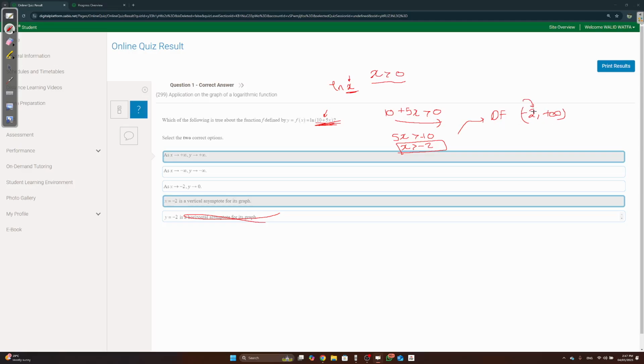So what does that mean? My vertical asymptote is -2. Also, you don't have to say all this. Just solve for x and you'll see what your asymptote is. Perfect. You got your asymptote. We need to now see the behavior.